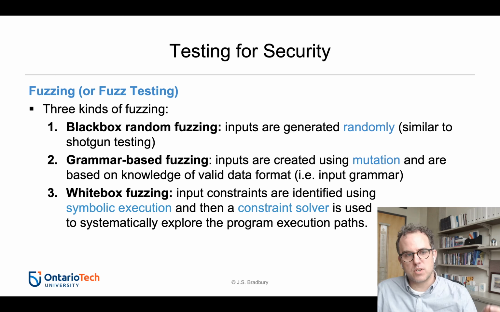Again, the difference between black box random fuzzing and shotgun is that black box random fuzzing is really focused on inputs that are unexpected or not normal, so they're invalid or semi-valid, I should say.